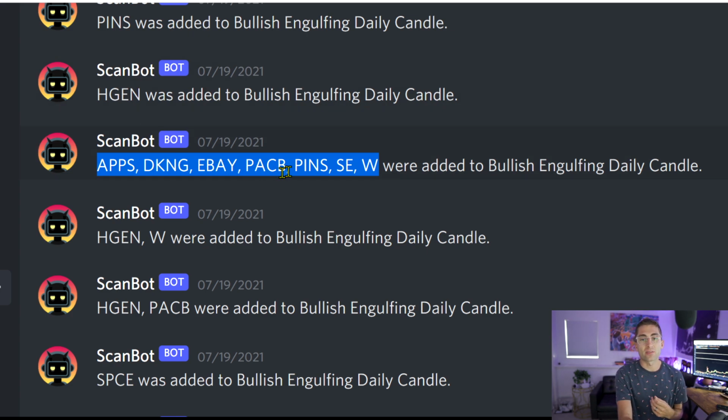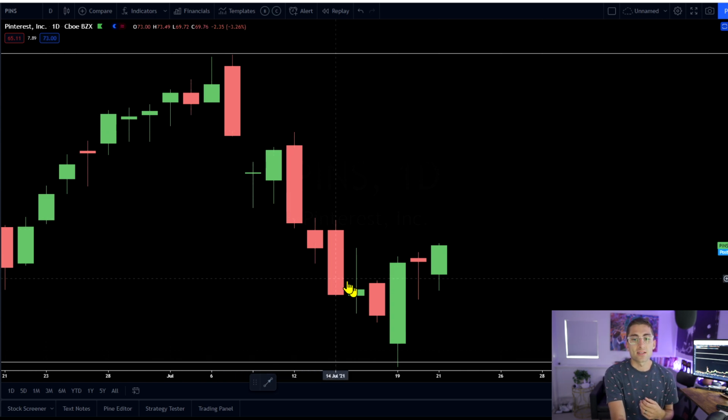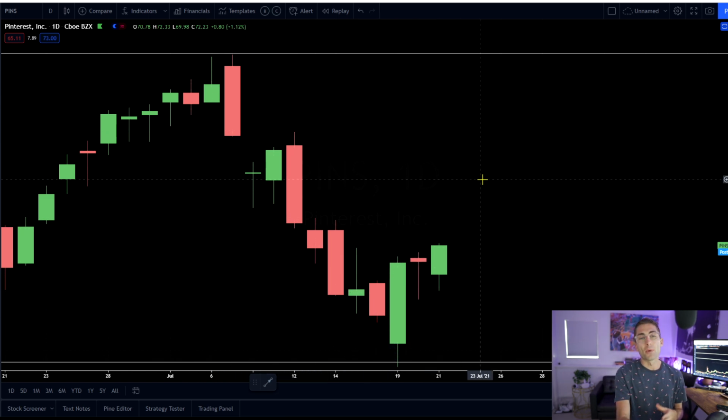So first off, let's go to pins, and I want to show you exactly what that looks like. So here is the engulfing candle. Most people don't understand what an inside candle is, what an engulfing candle is. An inside candle is inside the range of the previous candle. So this candle right here is inside the range of the big green candle. Looks like a pregnant mother.